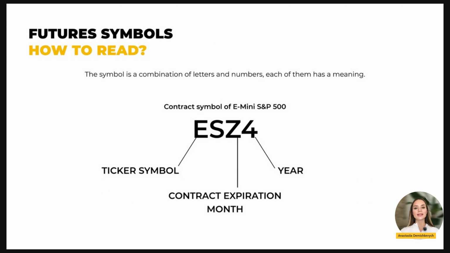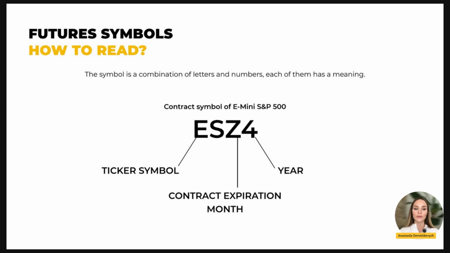Each futures contract has a specific symbol that provides essential information about the contract. The symbol is a combination of letters and numbers, and each of them has a meaning. It typically includes the ticker in the beginning. This represents the underlying asset, such as, for example, ES for mini S&P 500. Then it is followed by the expiration month. This is a letter that indicates the expiration month of this specific contract. And the symbol is closed by the year, which indicates the year in which the contract expires.